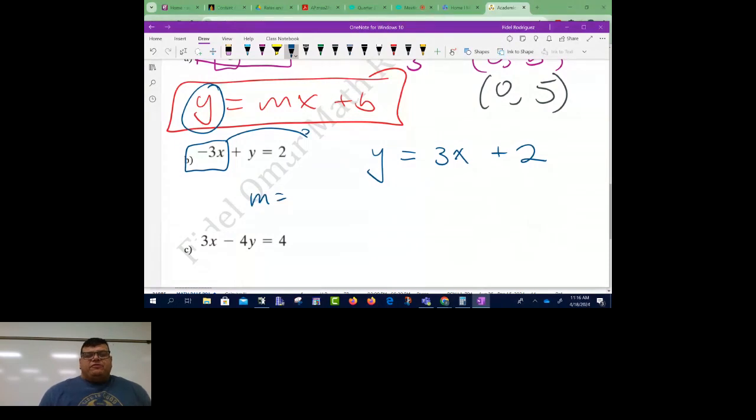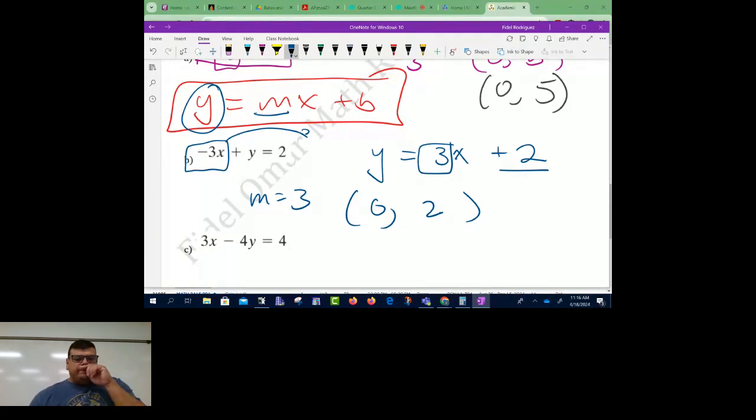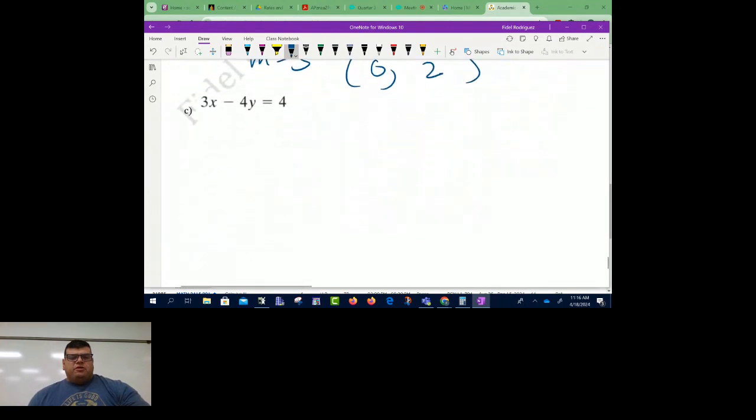So I want us to do the same thing. I want to see if we can find the slope. Remember, y'all, the slope is just the number in front of my x. In this case, it's 3. My y-intercept, y'all, (0, 2), okay? So we got that part, okay? Let's do part C, okay?